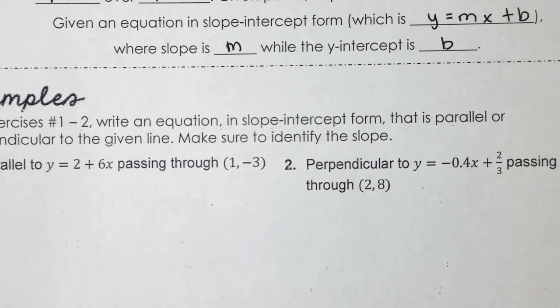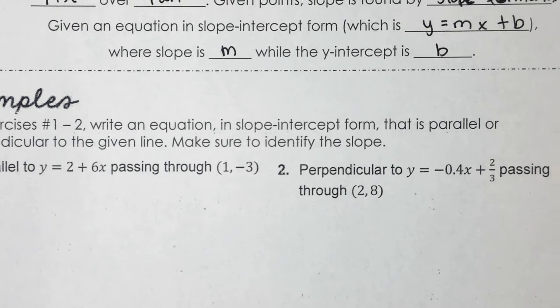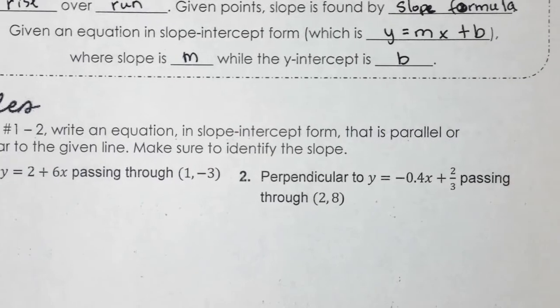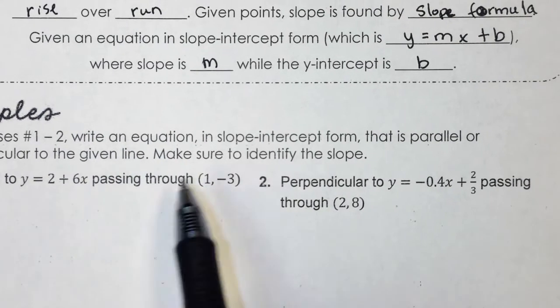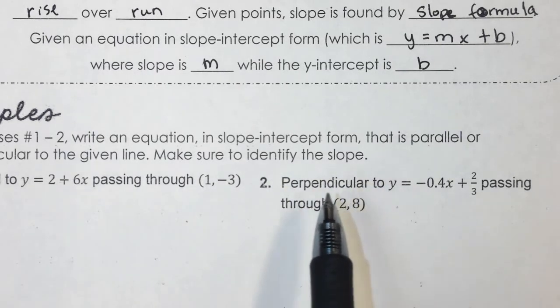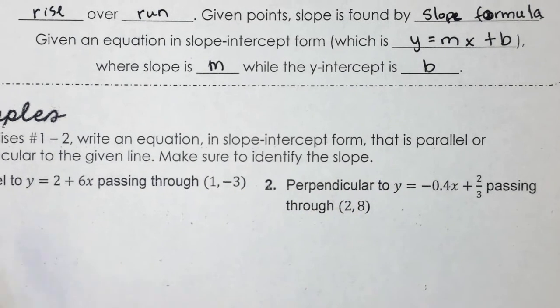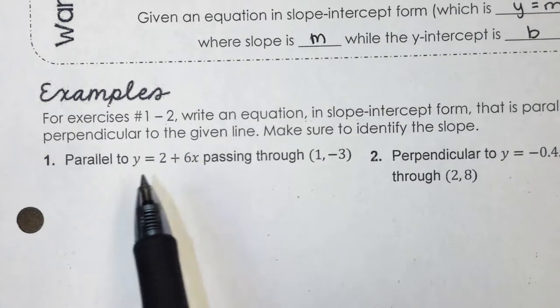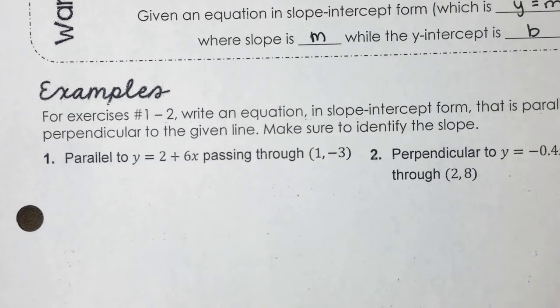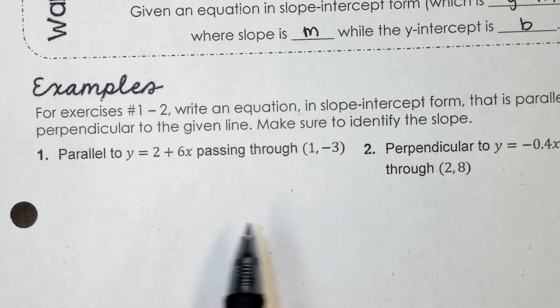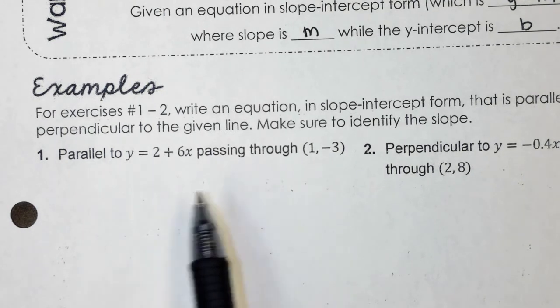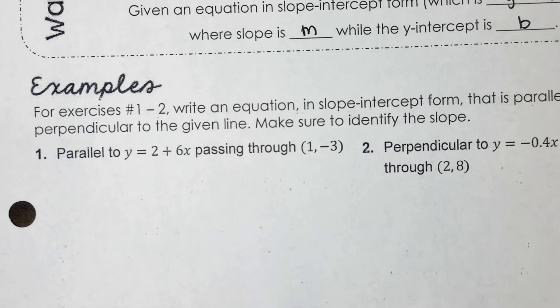Write an equation in slope-intercept form that is parallel or perpendicular to the given line. Make sure you identify the slope. The first and most important thing that you should do is identify your slope. So on this first one, number 1, it says parallel to, and sometimes it'll be as simple as them writing something like this. And before we even do these, I want you to understand 1, 2, 3, and 4 are all asking us to do pretty much the same thing.